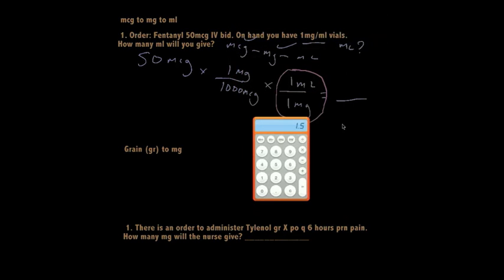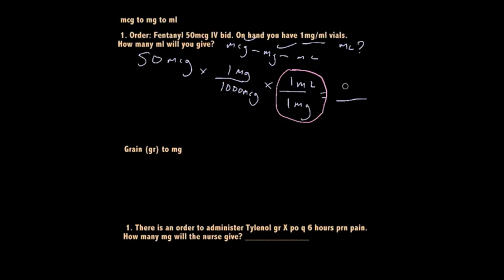So grab our calculator here now. Start with 50 micrograms times 1 divided by 1,000 times 1 divided by 1 equals 0.5. I think it was actually 0.05, wasn't it? Yeah, 0.05 milliliters. Milligrams cancel out. Micrograms cancel out. I'm left with milliliters. It's less than 1, so I go out to the thousands, round to the hundredths. So that's my answer on that.